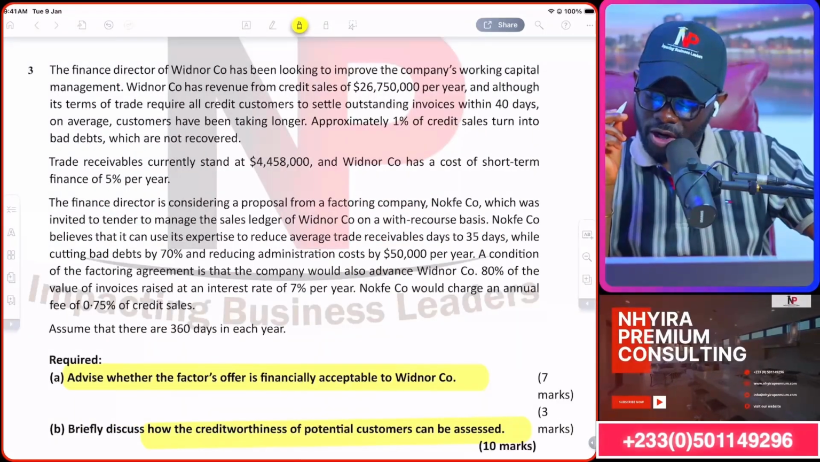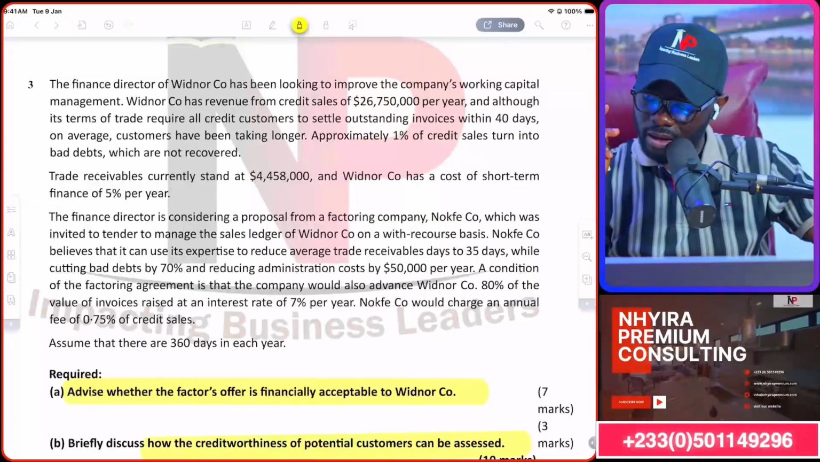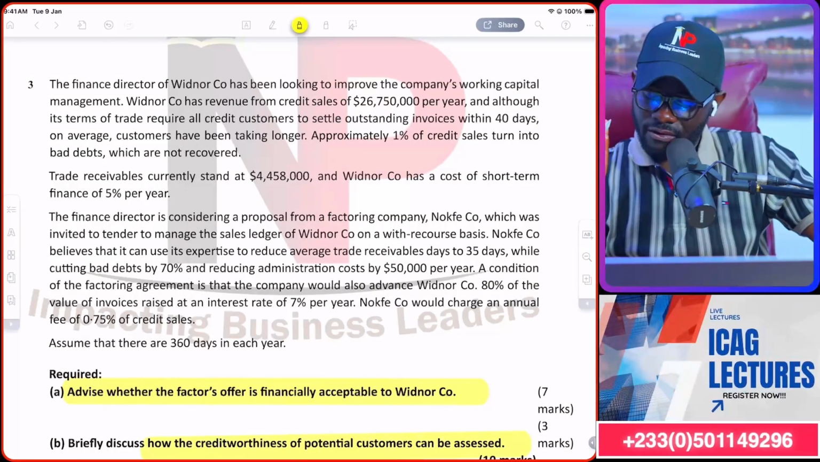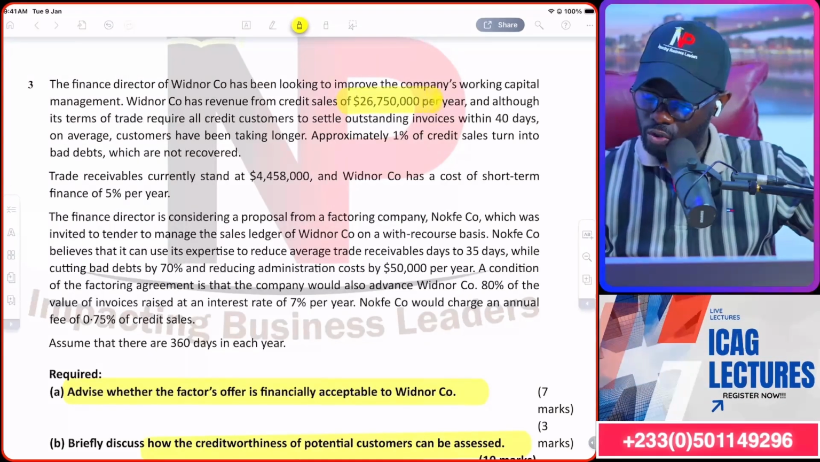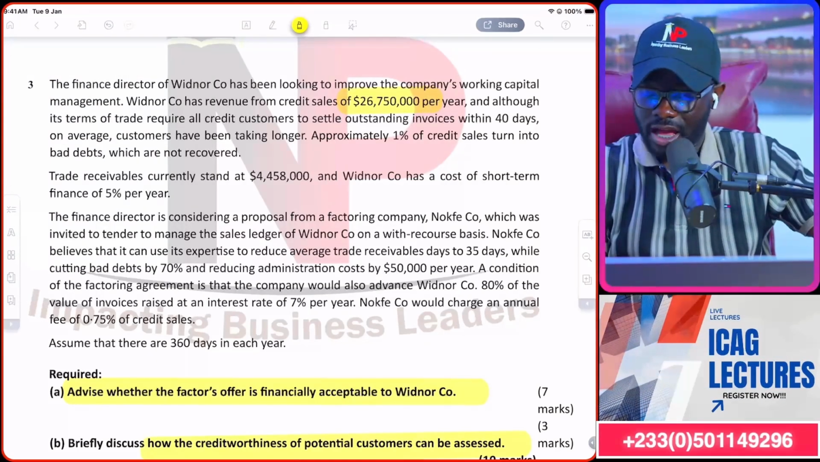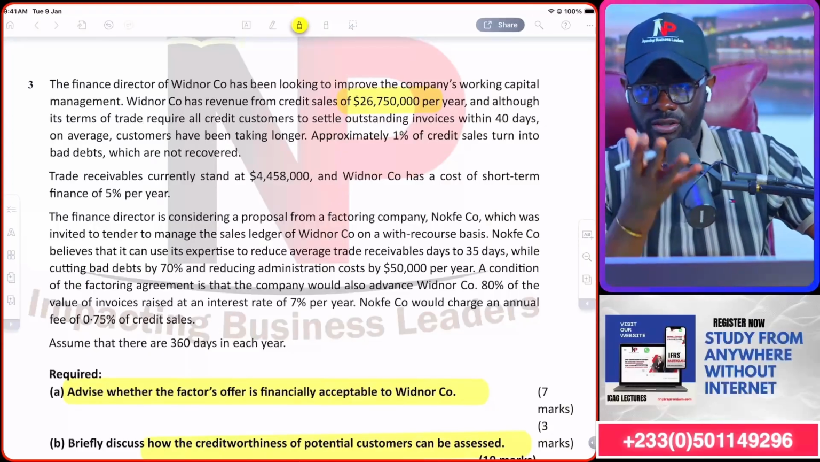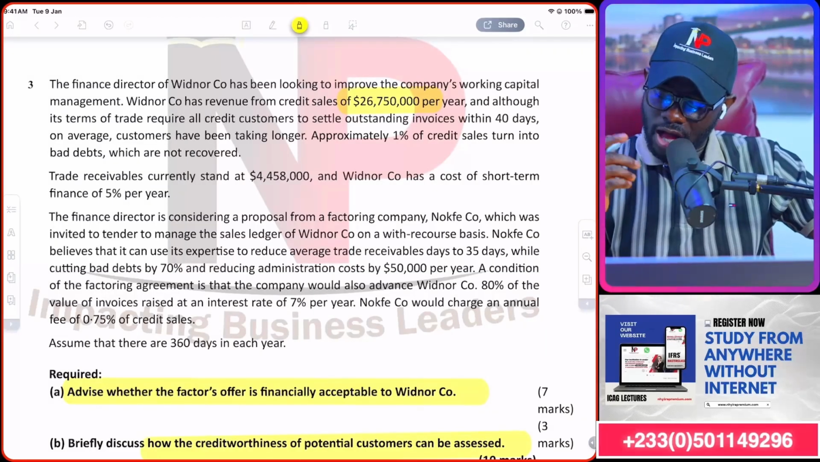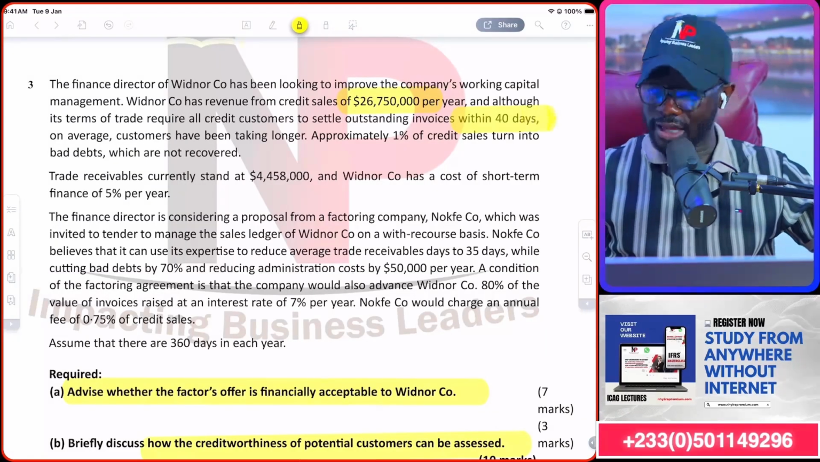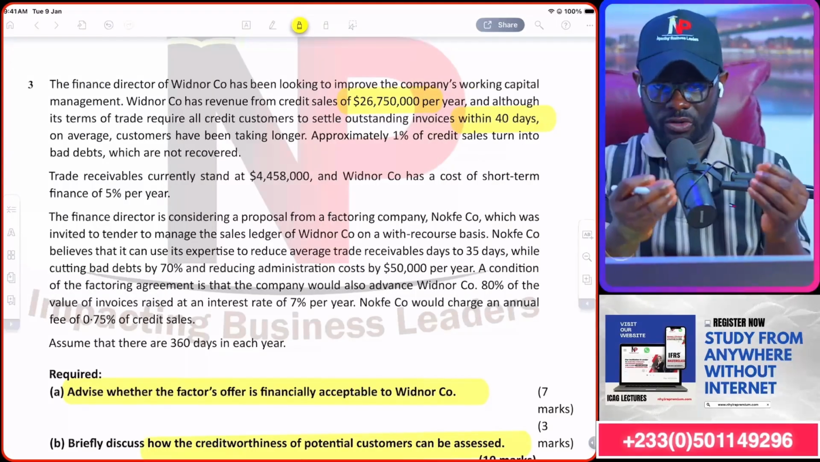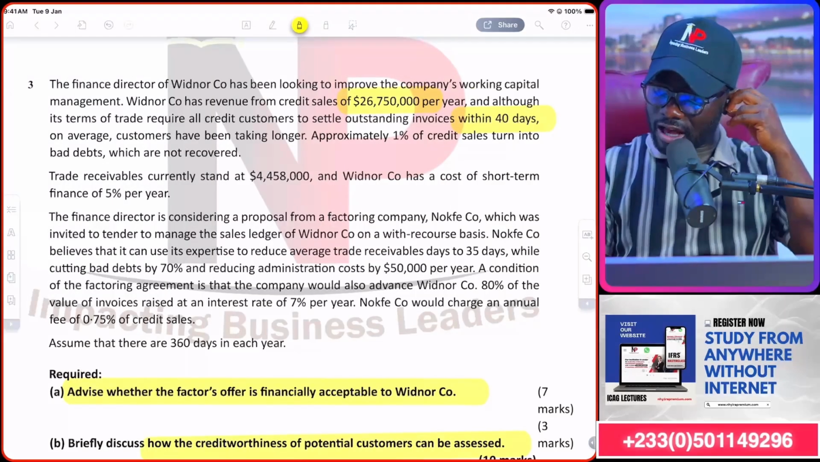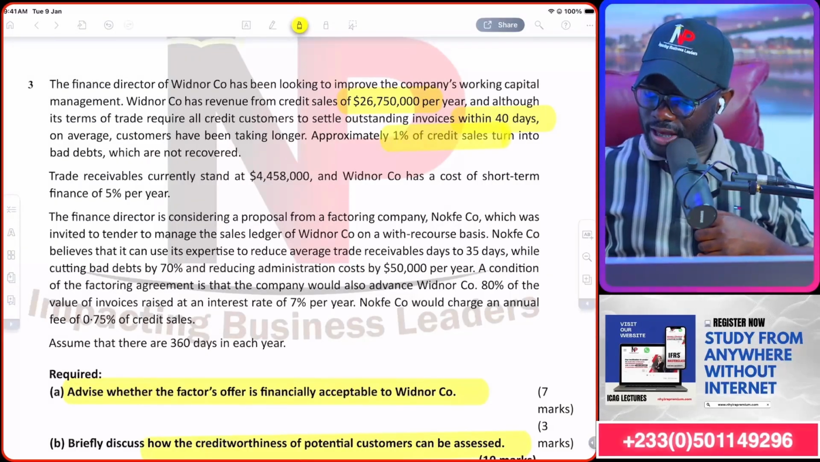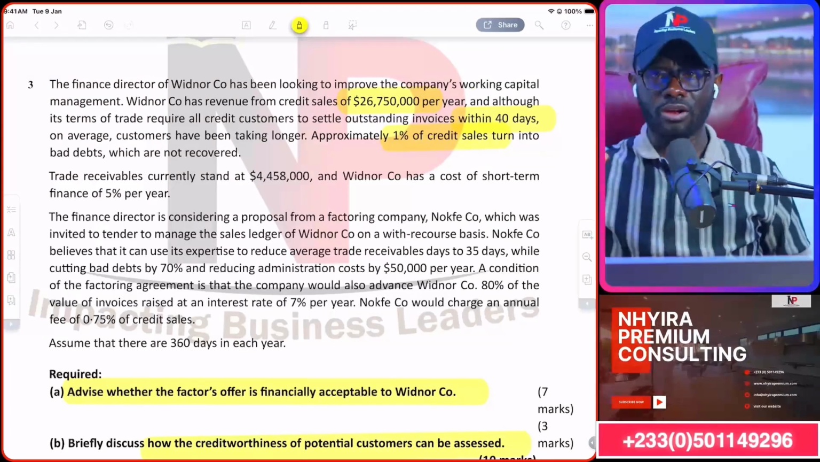The finance director of Window Co. had been looking to improve the company's working capital management. Window Co. has revenue from credit sales of $26,750,000 per year. So this is the trade receivables. And although its terms of trade require all credit to be settled within 40 days, so this is the current trade receivable days, 40, on average, customers have been taking longer. Approximately 1% of credit sales turn into bad debt, which are not recovered.